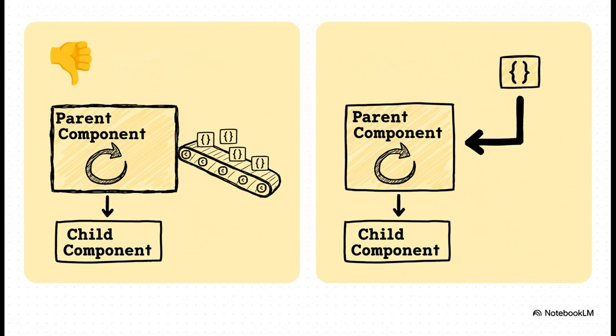So from the child component's point of view, it's getting a new prop on every render, which forces it to re-render, needlessly. The fix is easy. Just define that object once outside the component so it's a stable, static reference that never changes.